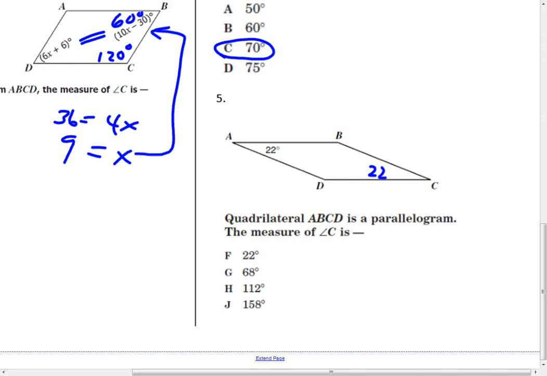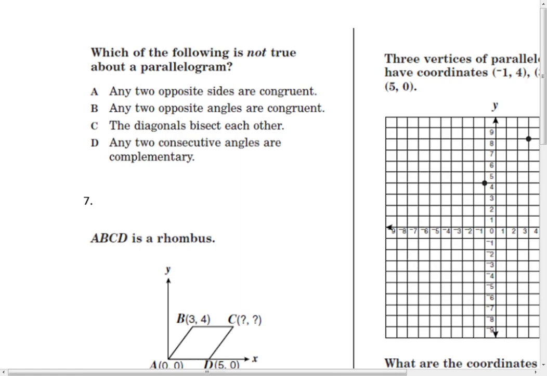This is just opposite angles being congruent. Next page. We want to know what's not true. Take out your polygon packet for a moment.